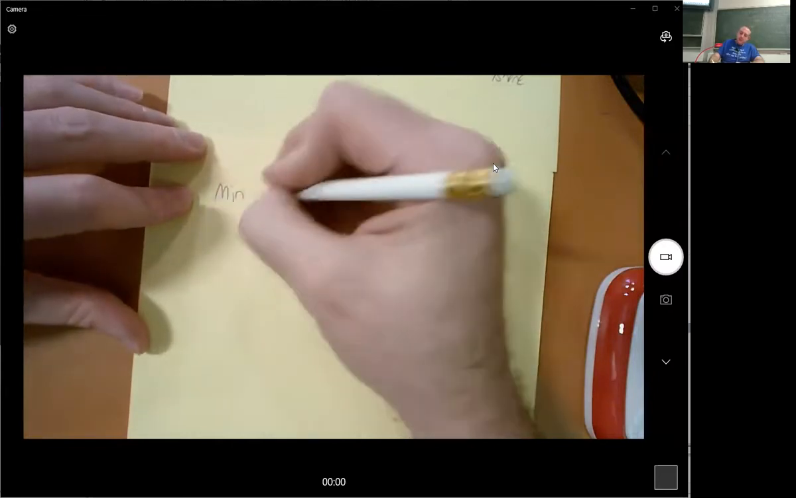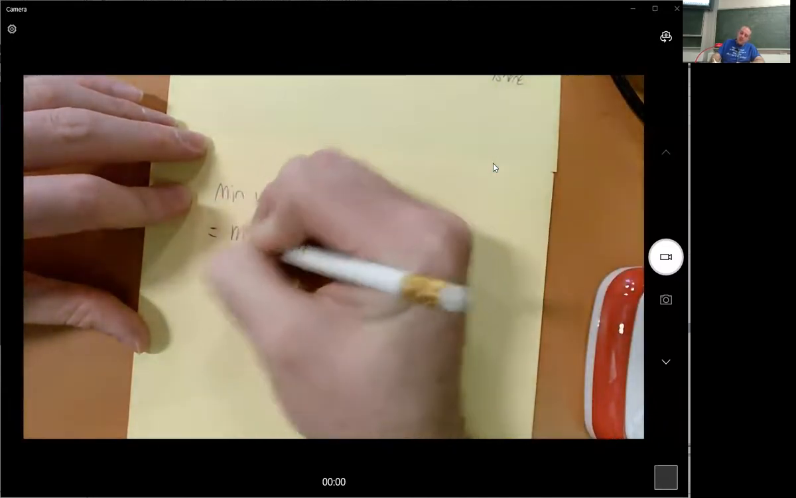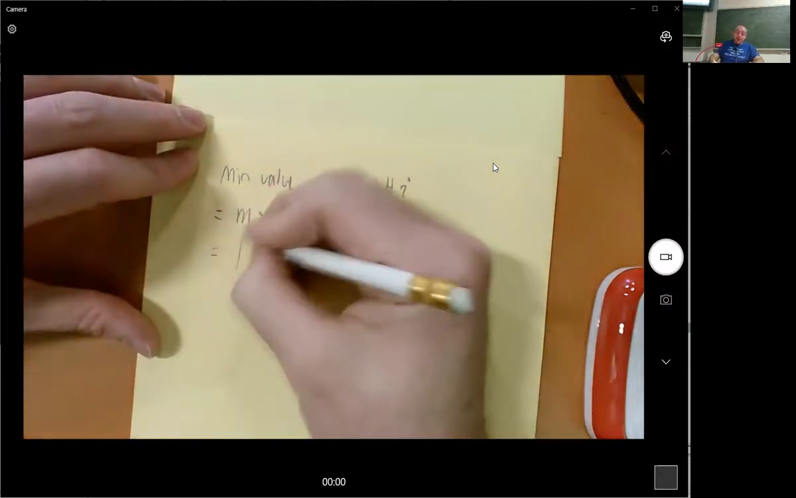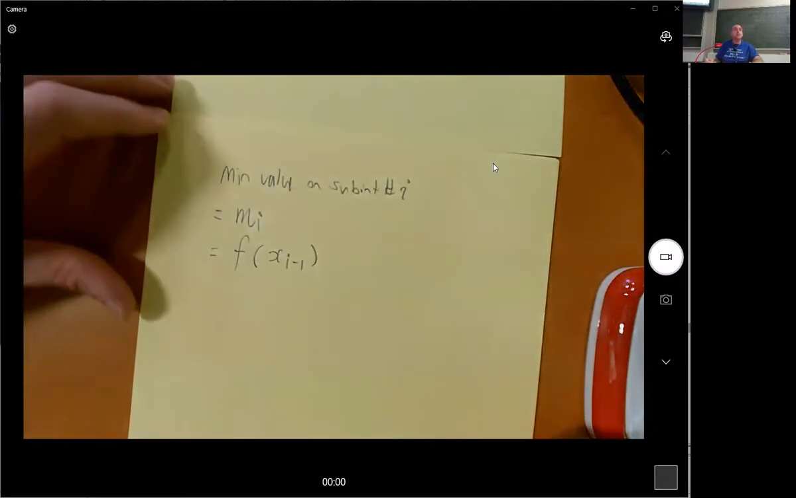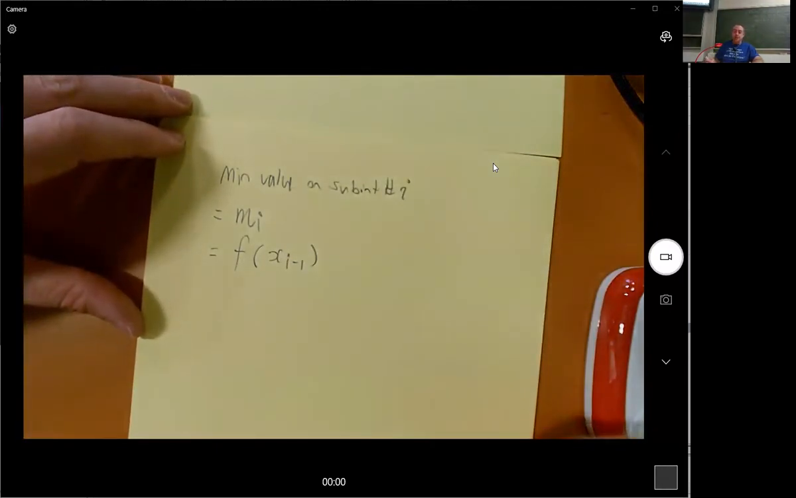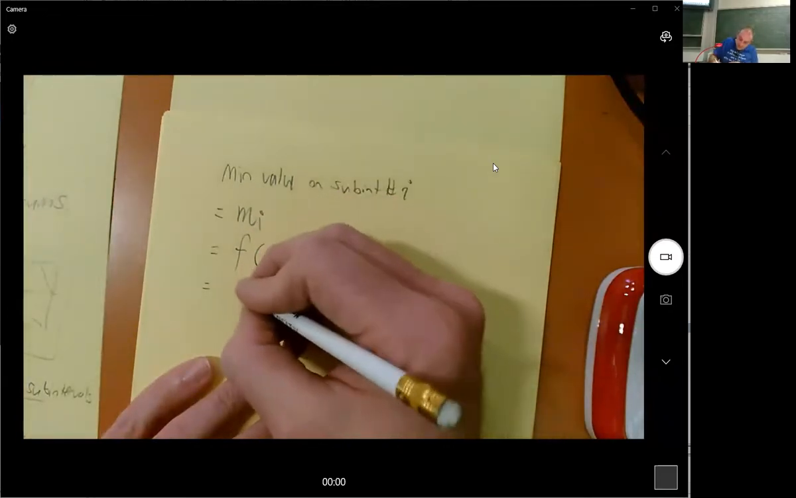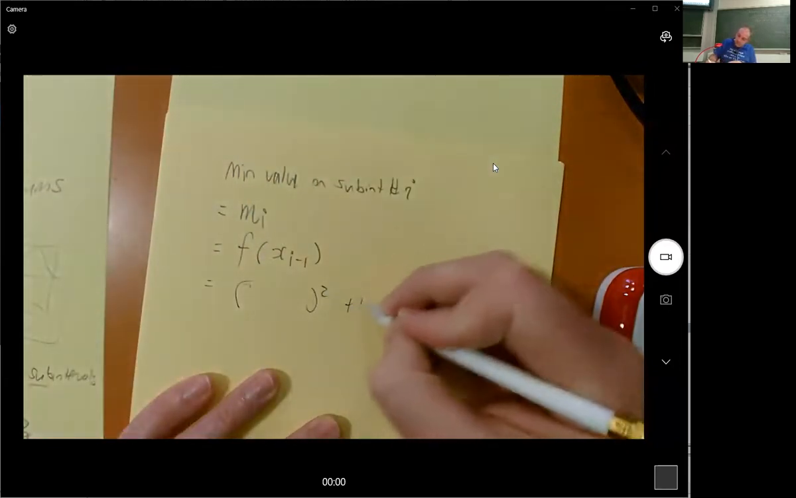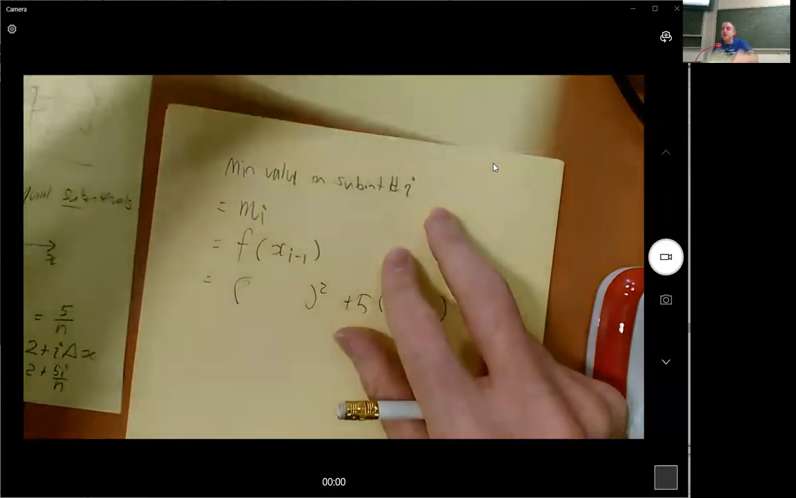So the minimum value on subinterval number i is usually called little m_i, and the maximum is capital M_i. And it will be f of the left-hand end. So in our case, f of x_(i-1). My function was x squared plus 5x minus 7. So that will be, I've made it hard for myself, x squared plus 5 times x minus 7. And x_(i-1) is here.